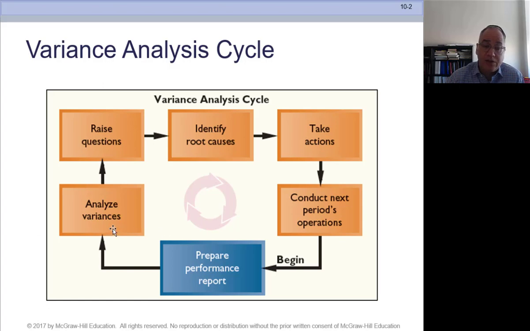We're going to analyze those variances, raise questions, and look for the root causes, take whatever action is necessary in order to address the root causes, go through another period, whether it's a month or a quarter or a year, and then do another performance report. So you have continuous improvement built into variance analysis.